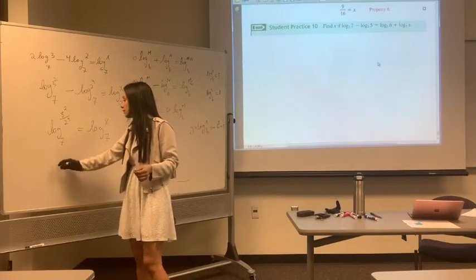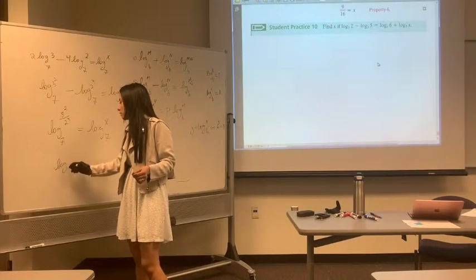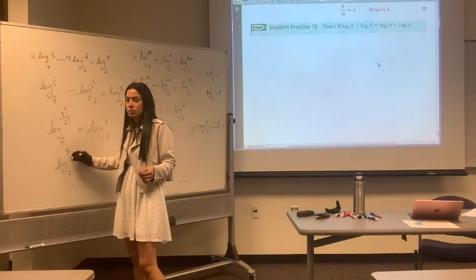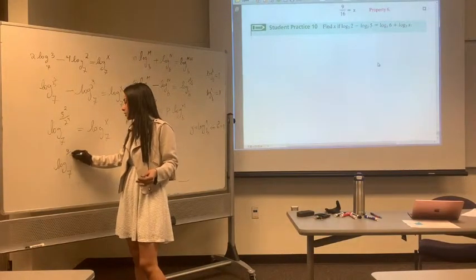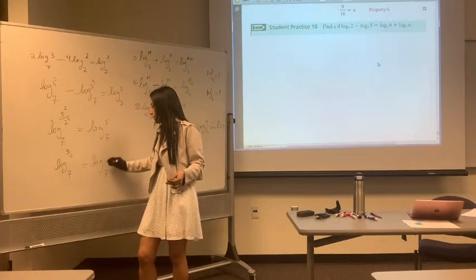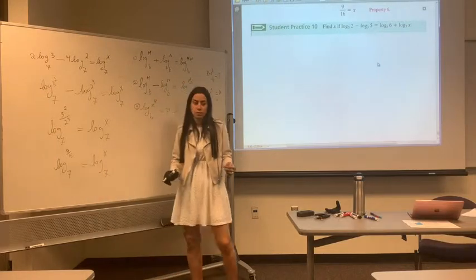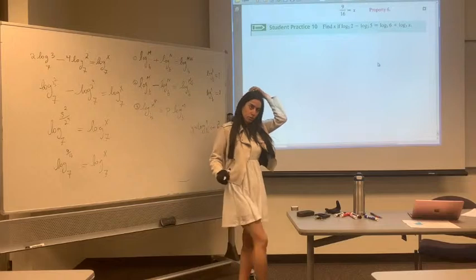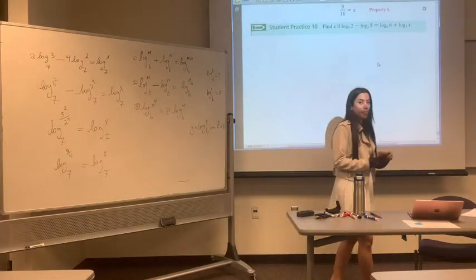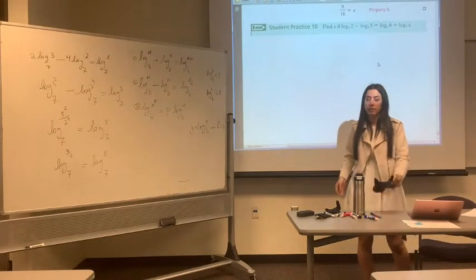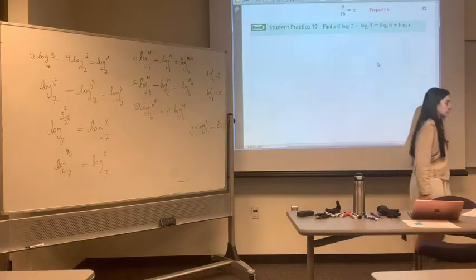So let's rewrite this. Log 9 divided by 16 equal to log 7x. So what is x? X is exactly 9 over 16.